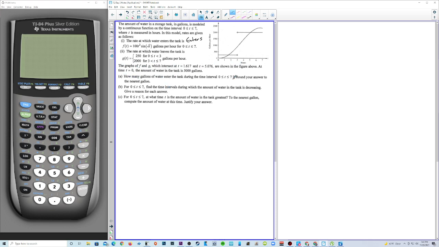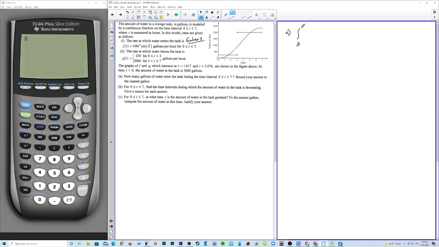A. How many gallons of water enter the tank during the time interval 0 to 7? So we have letter A. Now we're looking at enters the tank and only enters the tank. So we need to integrate from 0 to 7 of f of t dt. And for the sake of time, I've already put that function into y1. So there it is in y1, and the next two equations are the next problem. So we're just dealing with this function right here. So we'll go math number 9, and we're integrating from 0 to 7, with variables, y variables, function y1, with respect to x.